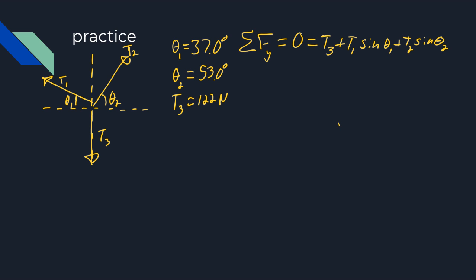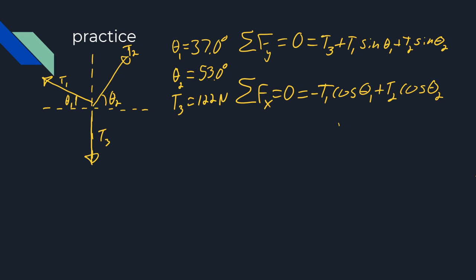I then also know that the summation of all the forces in the x direction is also going to have to add up to 0. So that means it's going to be negative tension 1, since I'm going in the negative direction, I might as well just do it that way, cosine of theta 1 plus tension 2 cosine of theta 2.